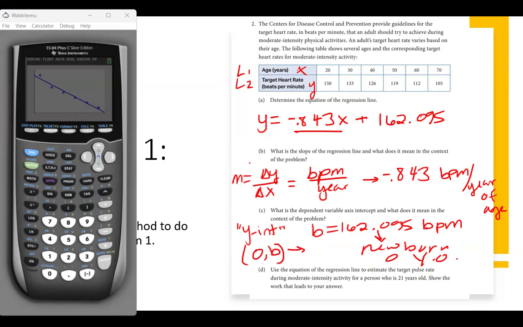All right, it says use the equation of the regression line to estimate the target pulse rate during moderate intensity activity for a person who is 21 years old. Show the work that leads to the answer. So we're looking for someone who is how old? 21. So is that our x or our y? It's our x because it's in years. You see how units matter? So we're looking for if x equals 21, what is the output? What does y equal? Does that make sense?